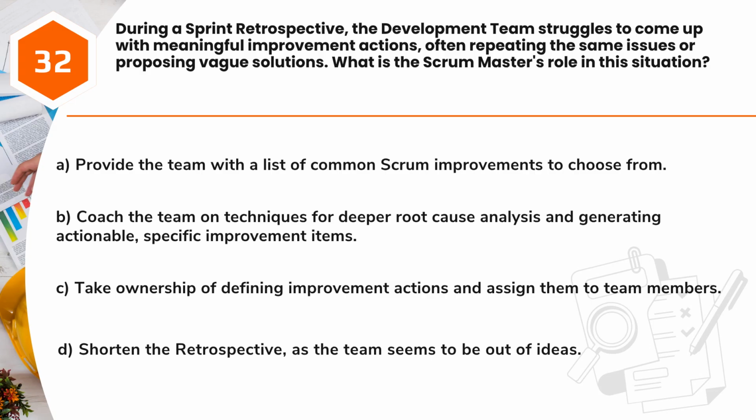A. Provide the team with a list of common Scrum improvements to choose from. B. Coach the team on techniques for deeper root cause analysis and generating actionable, specific improvement items. C. Take ownership of defining improvement actions and assign them to team members. D. Shorten the retrospective, as the team seems to be out of ideas.